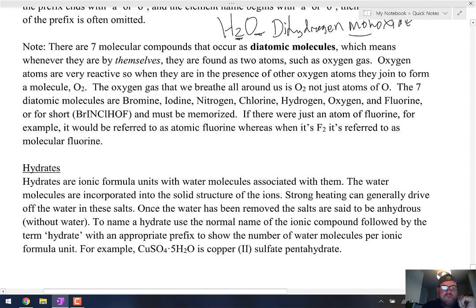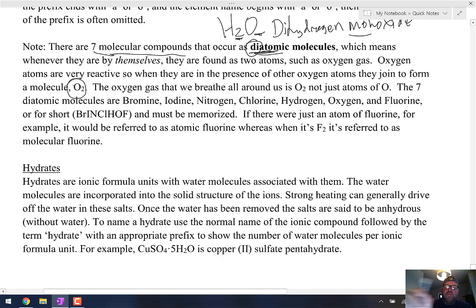Okay, last couple things here. There are 7 molecular compounds that occur naturally in nature as what are called diatomic molecules, which means whenever they're by themselves, they're not actually by themselves. There is always 2 of them. Remember, di means 2, so diatomic means 2 atoms. So oxygen is never O. If it is, it will react with whatever it hits first. We'll talk about that later, why. But oxygen will always react. So when it exists in nature, the oxygen we breathe is not O, it's O2.